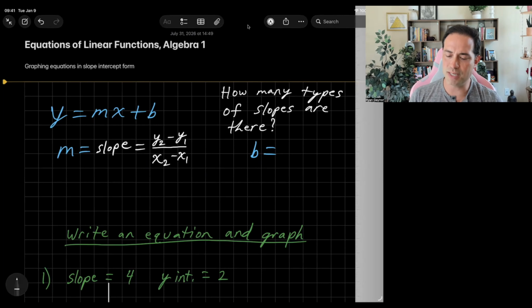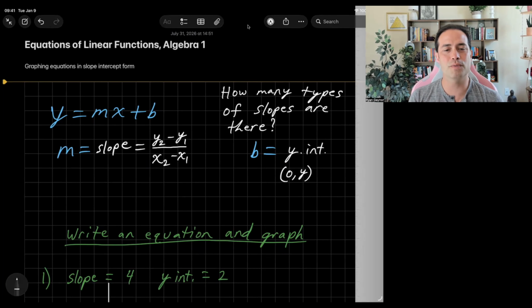Okay, now the b in the formula is the y-intercept. Now the y-intercept will always look like this. What it means is, where is the line crossing the y-axis? So if it's crossing the y-axis at a certain place, then that means that it's not moving left or right. So the point for the b will always be 0, comma, and then whatever the y point is.